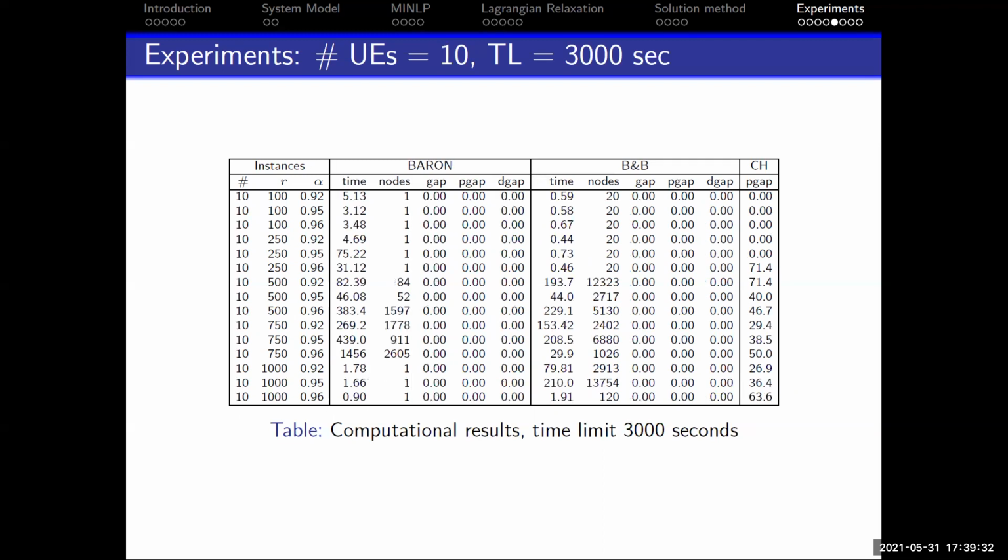So what we can say at the moment is that, compared with BARON and the combinatorial heuristic, the branch and bound that we designed and implemented performs better, but there is still a lot of work to do until we are able to solve these instances.